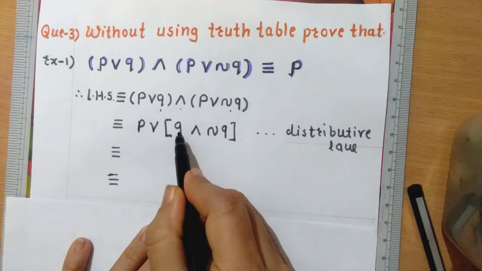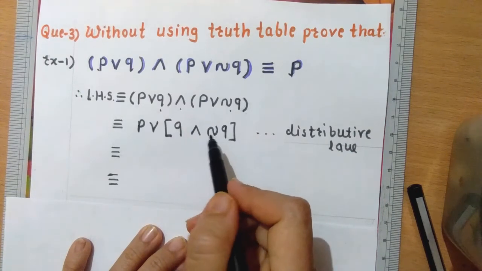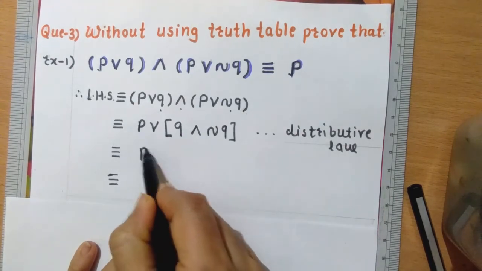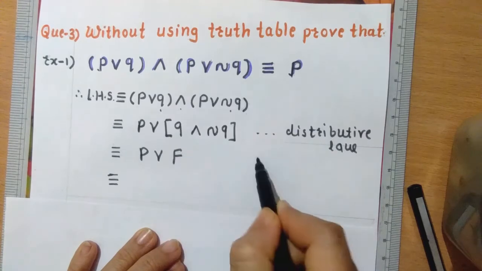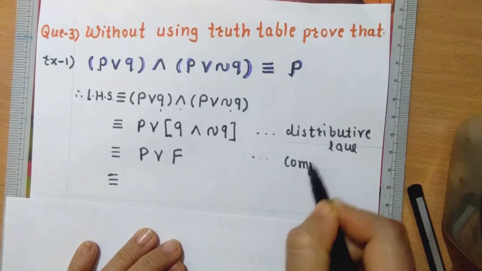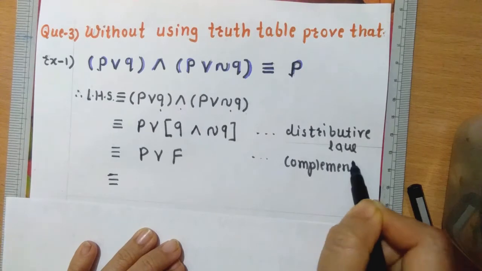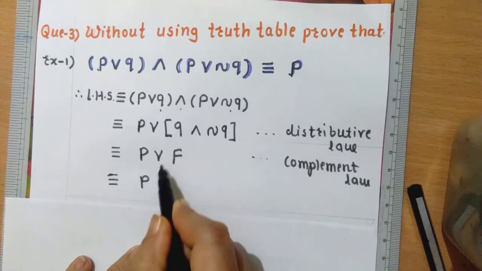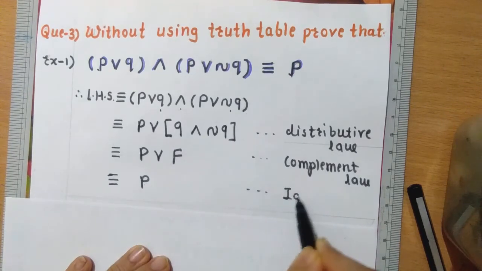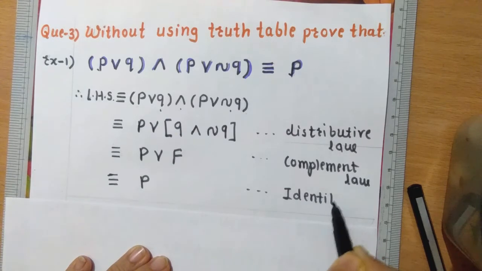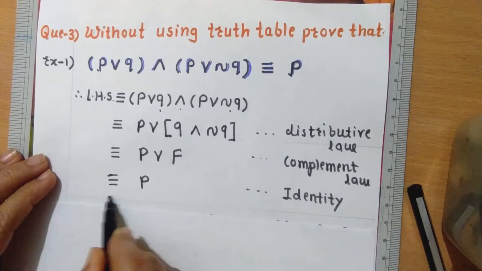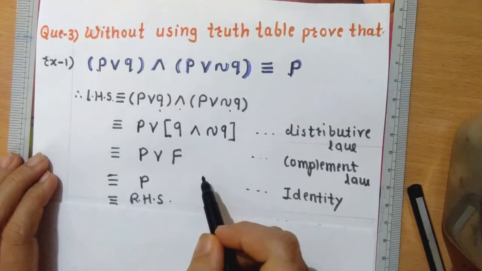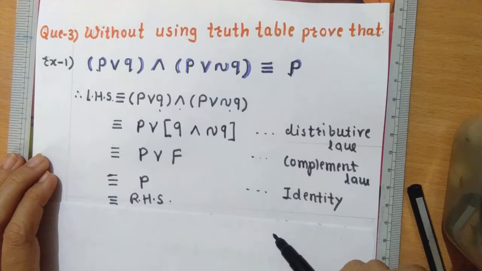Next, Q conjunction negation Q. I told you the trick: treat this conjunction as intersection. So its value is F. This is by the complement law. And P disjunction F is P. This is by the identity law. And thus we have proved LHS equal to RHS. So to solve this type of example, you have to learn all these laws properly.